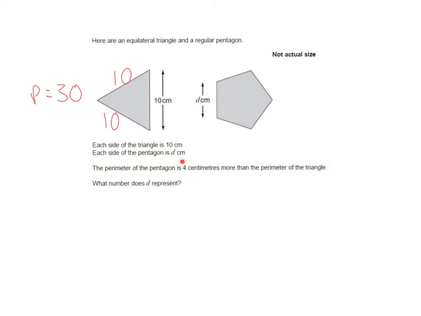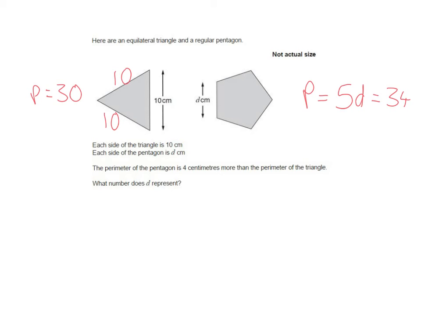Each side of the pentagon is d centimetres. So the perimeter of this would be 5 lots of d, so 5d. The perimeter of the pentagon is 4 centimetres more than the perimeter of the triangle. Well, I know that's 30. 4 more than 30 is 34. So 5d must also be equal to 34. What number does d represent? Hey, that's not too bad.